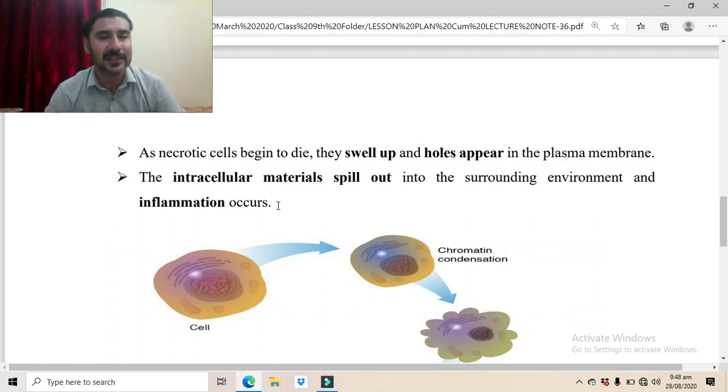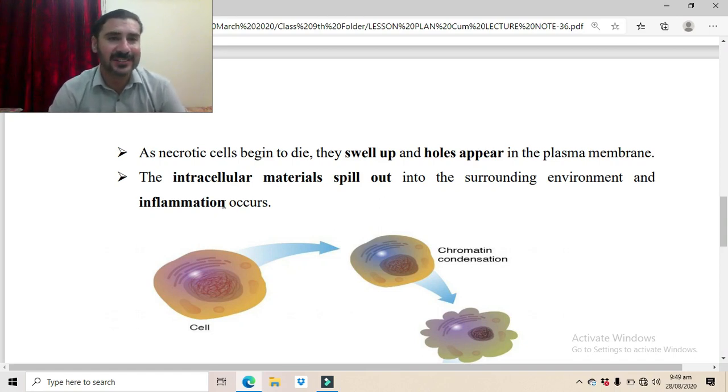As we have already studied in the apoptosis, there is no inflammation and there is no release of cellular content. The internal content of the cells are not released outside in the process of apoptosis. But here in the case of necrosis, the intracellular materials, those materials which are inside the cell, will spill out and be released into the surrounding environment, and whenever they are released, they will further damage the other cells and inflammation will occur.